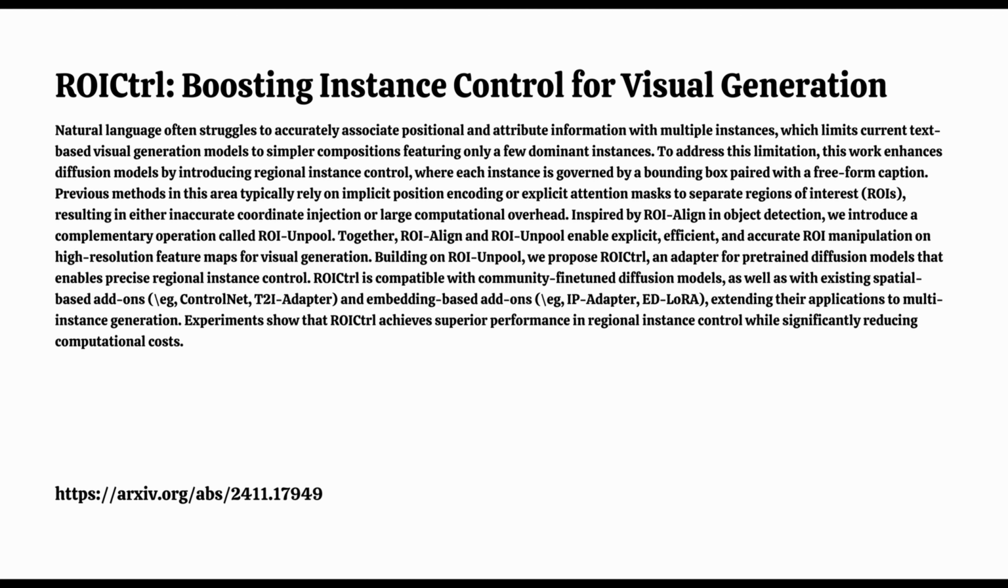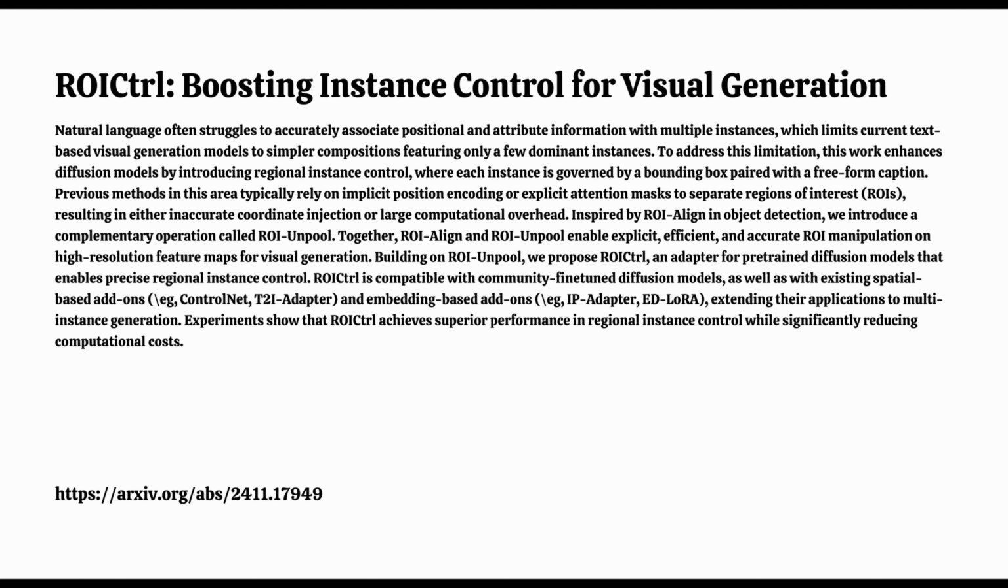Exactly. And their secret weapon is something called ROI-Unpool. This innovation, they explain it really well in section 3.3. It's inspired by a technique used in object detection, ROI-Align. Think about cropping a photo to focus on just one person, but then needing to put that cropped part back into the original picture perfectly. That's what ROI-Unpool does, but for AI image generation. It extracts information about each object, processes it, then puts it all back together seamlessly without wasting a lot of effort. Clever.